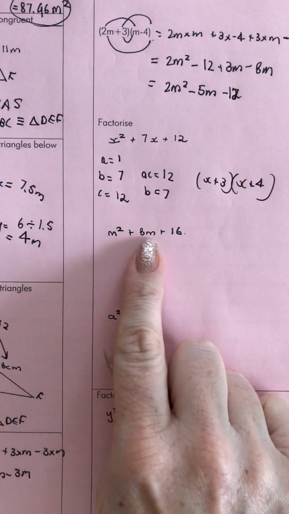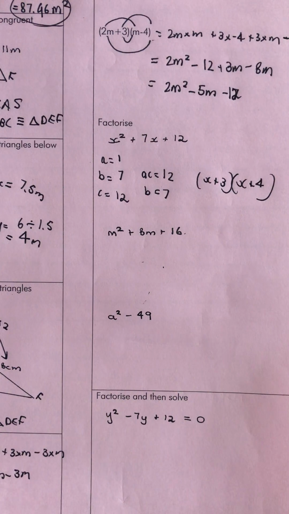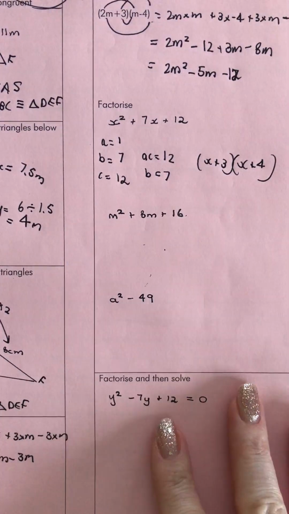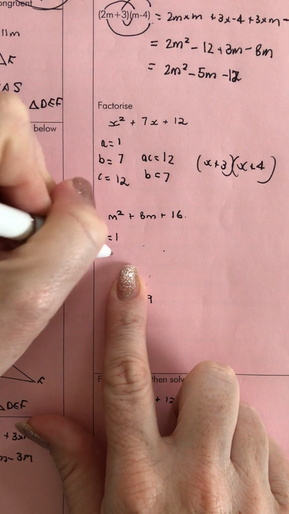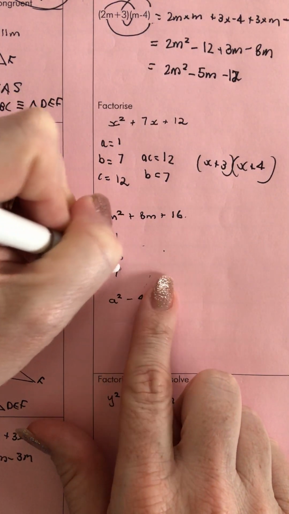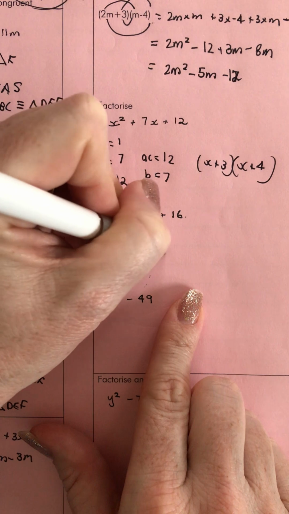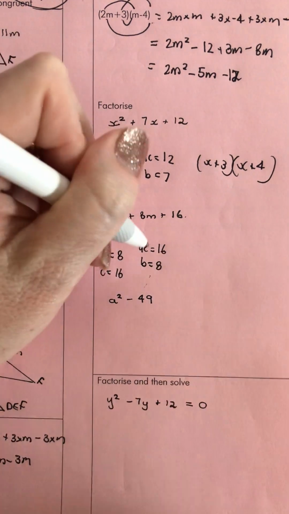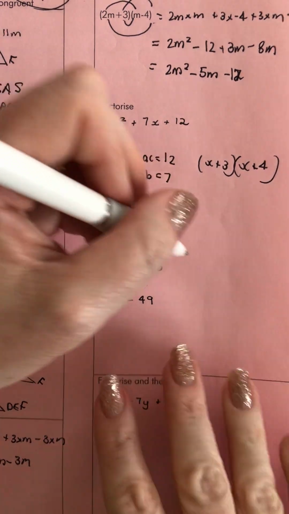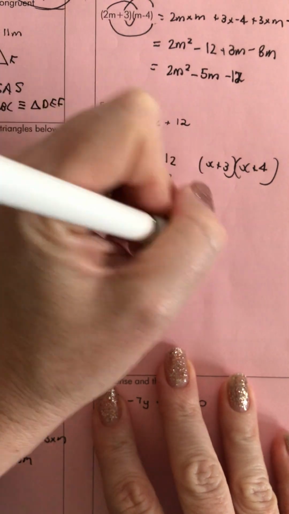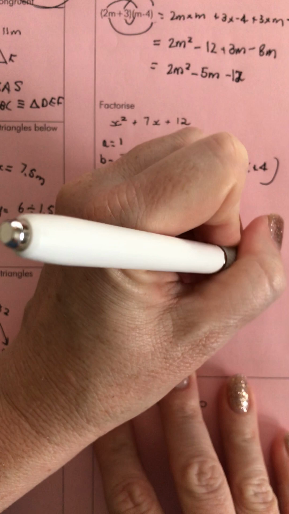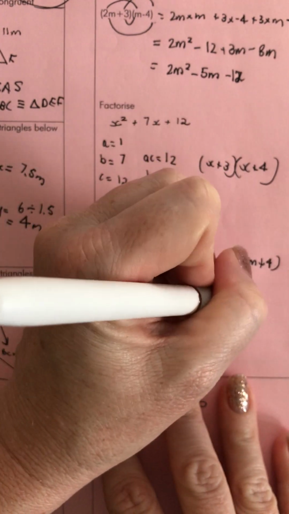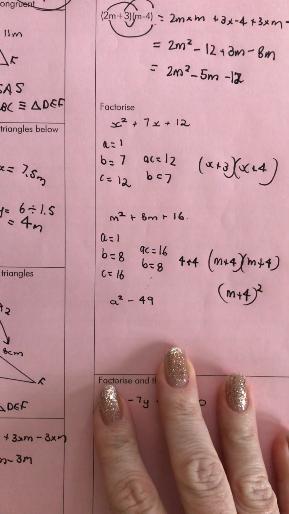Here we've got m squared plus 8m plus 16. Now you might recognise that as a perfect square and be able to go straight to that. Otherwise, we're writing down our a equals 1, b equals 8, c equals 16. So our ac equals 16 and our b equals 8. Two numbers that will multiply to give 16 but add to give 8 are 4 and 4. So then we would write m plus 4, m plus 4, and then we can change that to m plus 4 all squared.